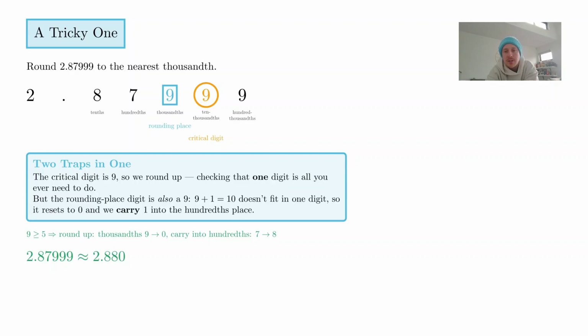Okay, so take a moment to digest that. Because the critical digit was a 9, we're going to round up. So that means the one to the left of it, the place we're rounding to, also goes up, but that's already a 9. And so we have to go one more across to the hundredths column, and that becomes an 8. And notice here that we've had to leave the 0 there because we are rounding to the thousandths place. So in our final answer, we have to have 3 decimal places. And I think that can be a bit tricky for some people when you first encounter this. So keep that in mind.